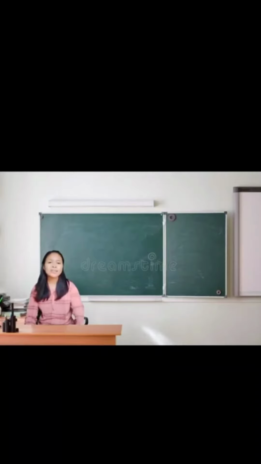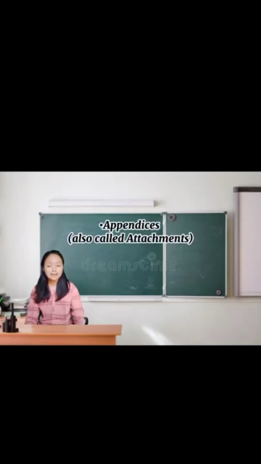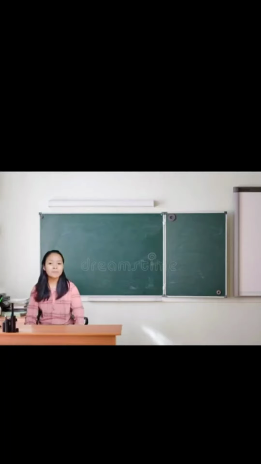Now the last one is the appendices. Appendices is also called attachments. Depending on the format for the main part of the proposal, some of the components described above may be included as appendices. Possible appendices include vitae, description of facilities and equipment available to this project, letters of support, illustrations, letters of commitment.